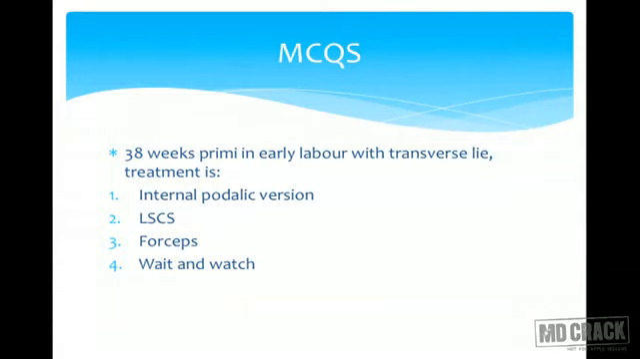MCQs. 38 weeks primary in early labor with transverse lie. Options are internal podalic version, cesarean section, forceps, wait and watch. Now let's see internal podalic version. We have seen that if the patient is not in labor, at term, liquor adequate, transverse lie, I told you that we can try external cephalic version. But here external cephalic version option is not there.